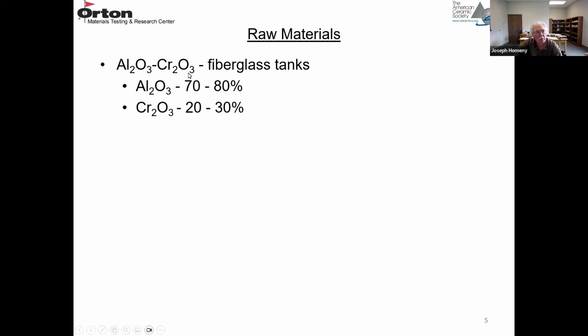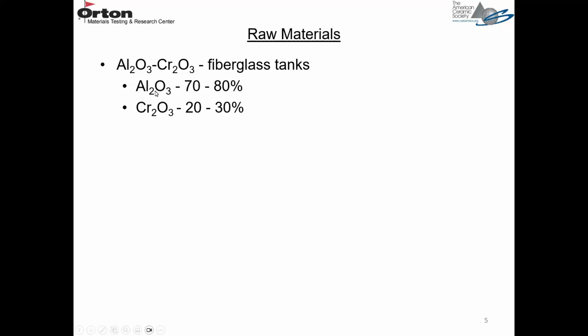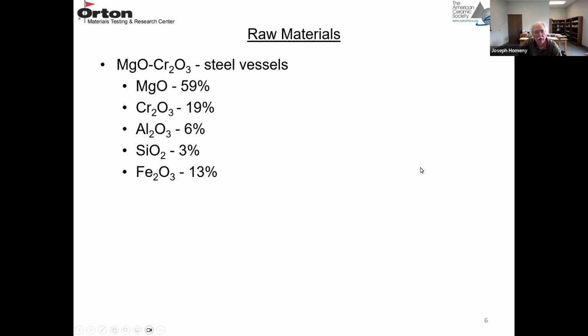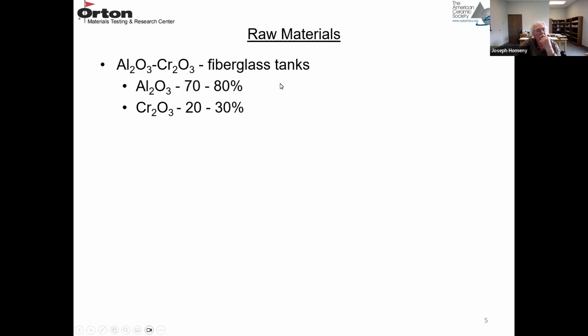Then the alumina chrome, that's used to line fiberglass tanks. Alumina is about 70, 80%, and then the chrome is the balance, 20 to 30%. So the fiberglass tanks can be lined with the alumina chrome material.